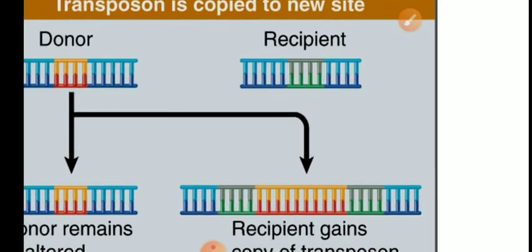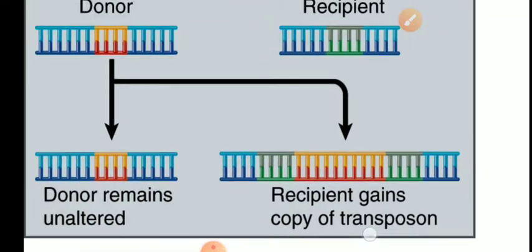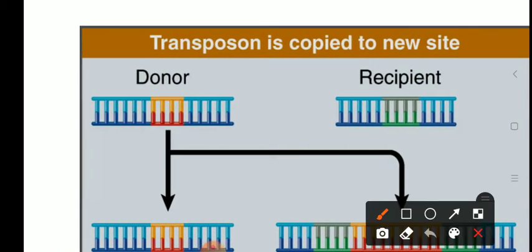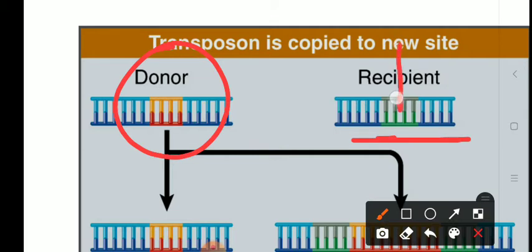Now this is the donor. You can say this is the initial position of the transposon. And this is the recipient cell. This is the target site. The recipient position has to be cut at the target site.